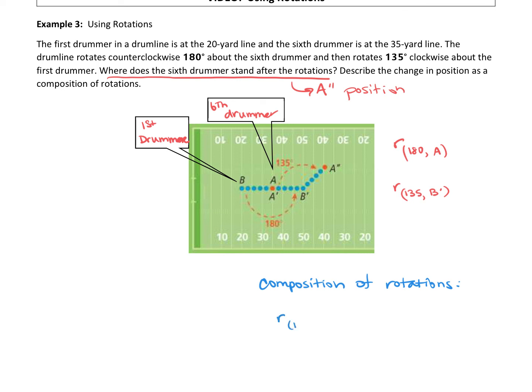So we're going to rotate 135 degrees about B prime. We do our little circle for composition, and then we write rotation 180 degrees about position A. So what we're doing is we're rotating 135 degrees from where this rotation landed us. And that's what our composition of rotations would look like for this example.